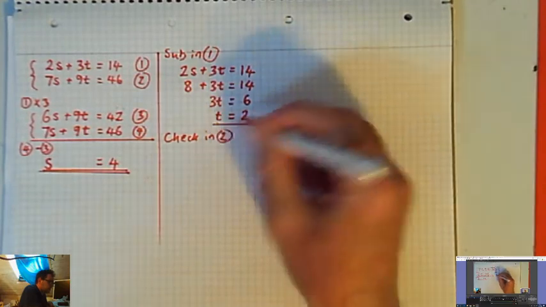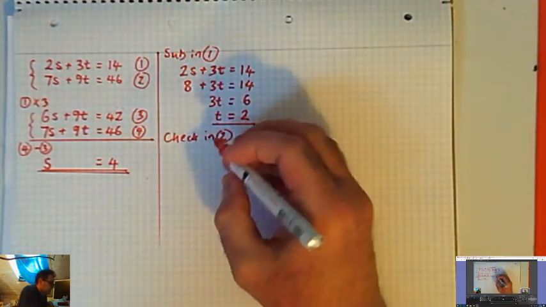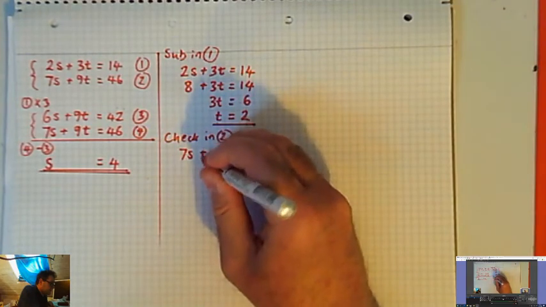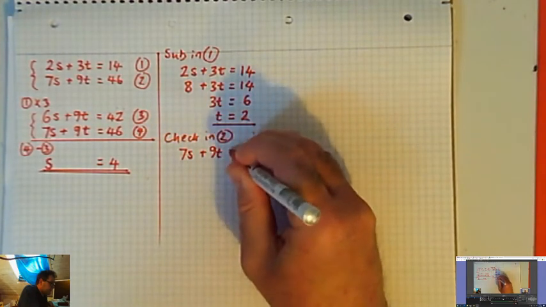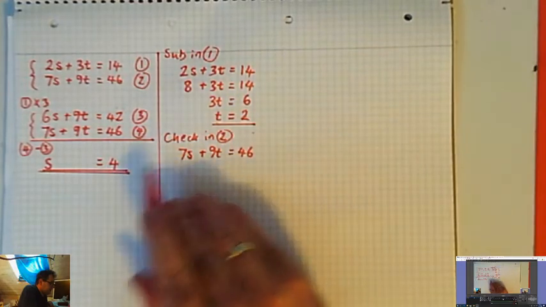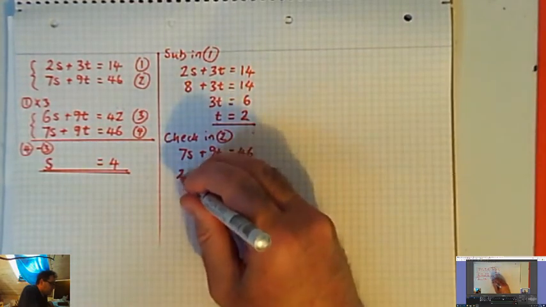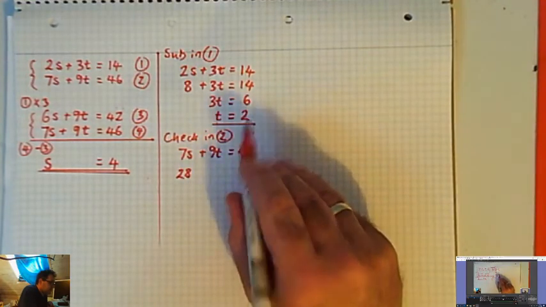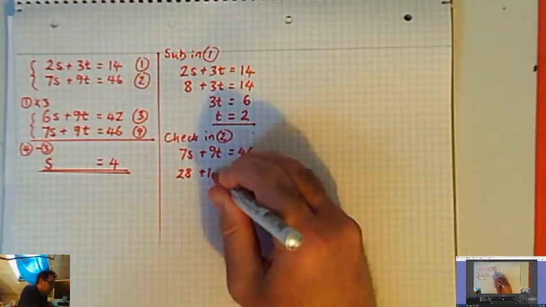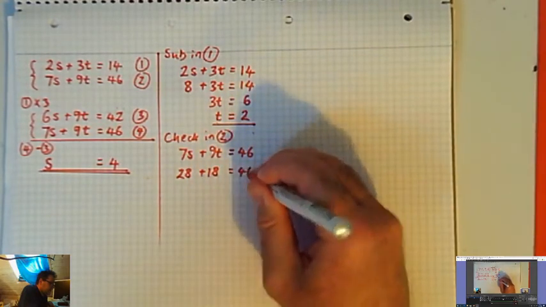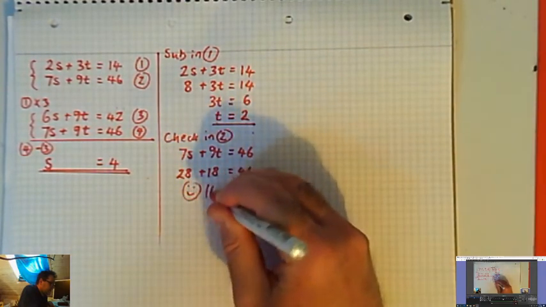And then finally, it's good practice just to check that your answer works. Check it in equation 2, the other one. So equation 2 was 7s plus 9t equals 46. So 7s is 7 times 4, which is 28. 9t is 9 times 2, which is 18. So 28 plus 18 does equal 46. So we know that it works.